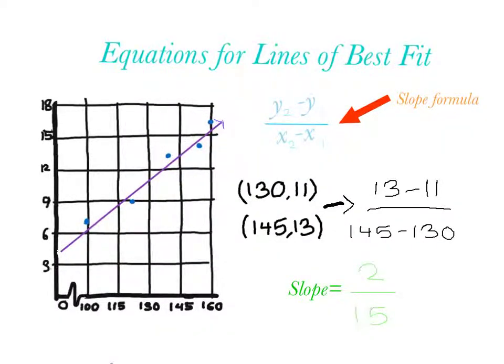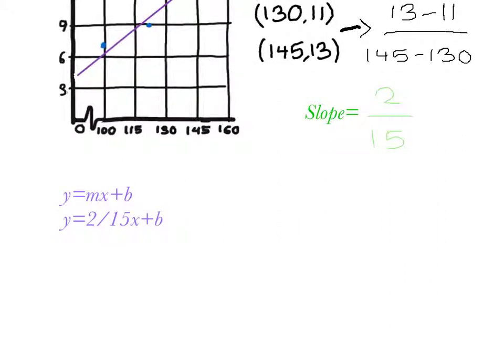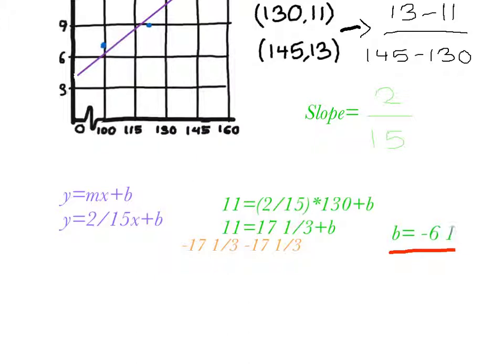Next, you need to find the y-intercept. Plug the slope into y equals mx plus b, or the slope-intercept form of a line. Pick a point from the line and plug it into the equation to solve for b. In this case, b turns out to be -6 1/3. However, this graph does not show the correct y-intercept because of the change in the scale right here.